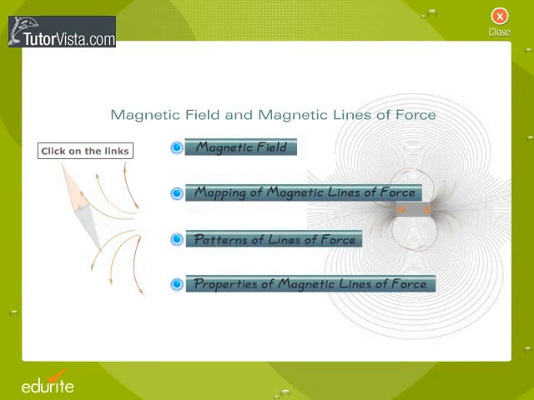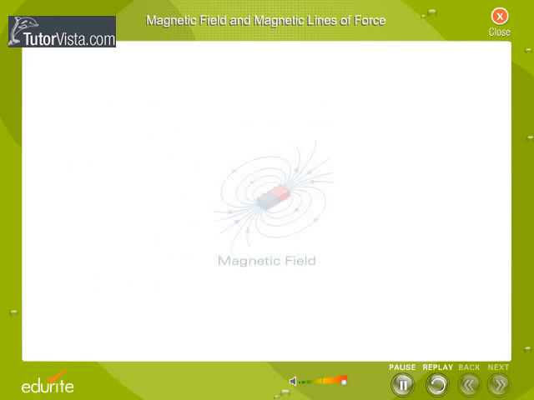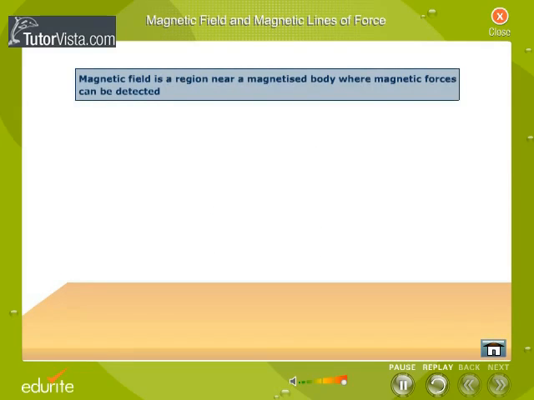Magnetic field and magnetic lines of force. Magnetic field. Magnetic field is a region near a magnetized body where magnetic forces can be detected.